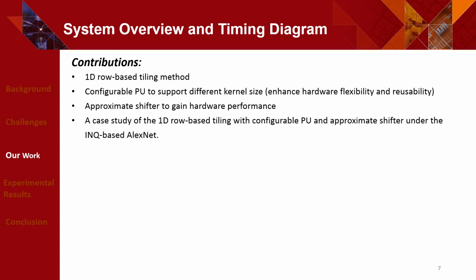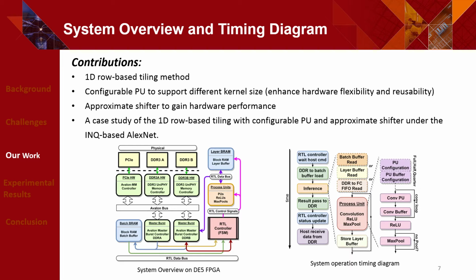done with the AlexNet based on INQ, and we implement it onto a DE5 FPGA board. And of course, the DE5 supports 2 DDR channels, and the controller is based on RTL design, and the configurable PU and all the activation and pooling layers are also implemented onto the DE5. And during runtime, we need to configure the PU because we need to support different kernel sizes. And with the PU being configurable, we also need a configurable PU buffer as well. So we will talk about it a little bit more in the next slide.